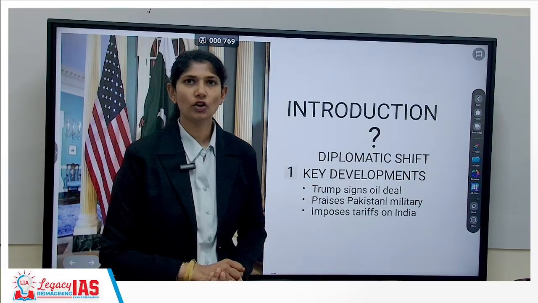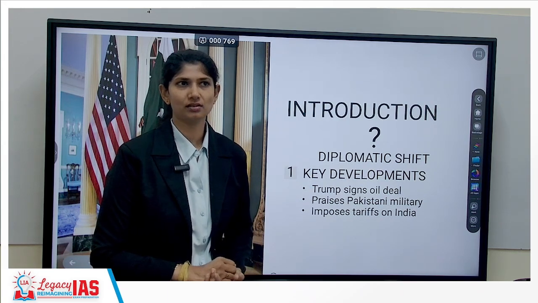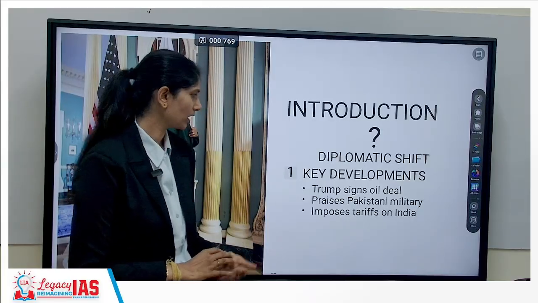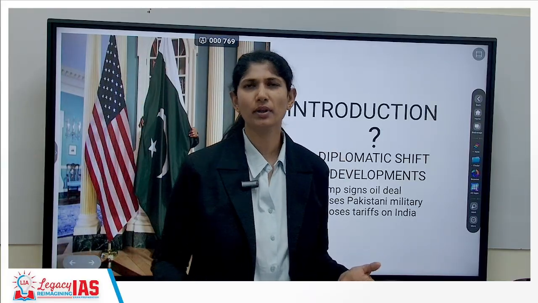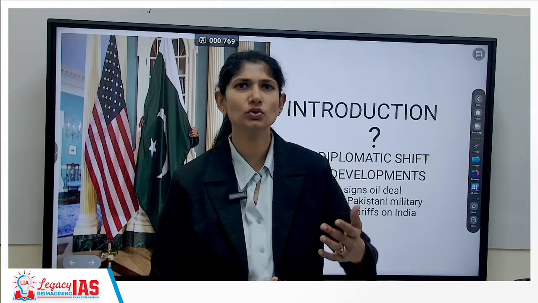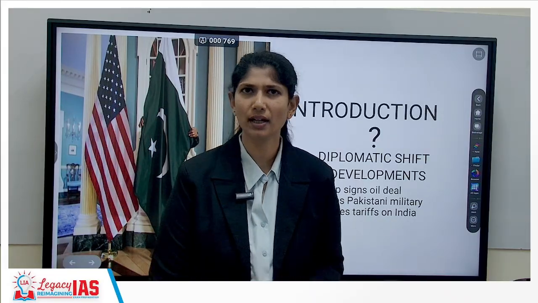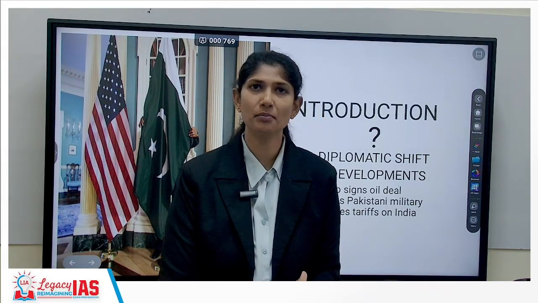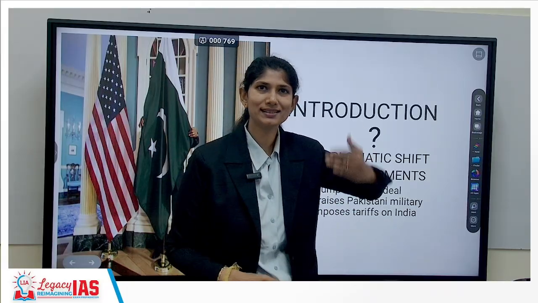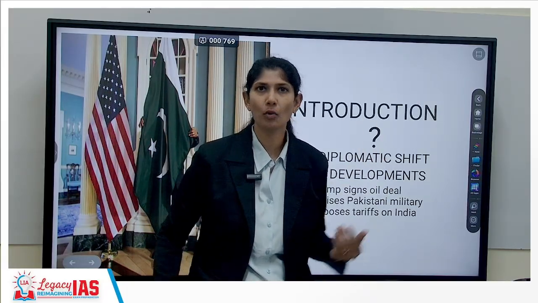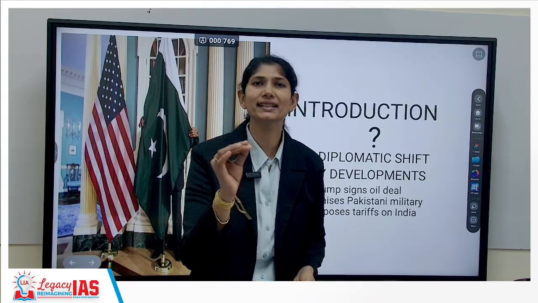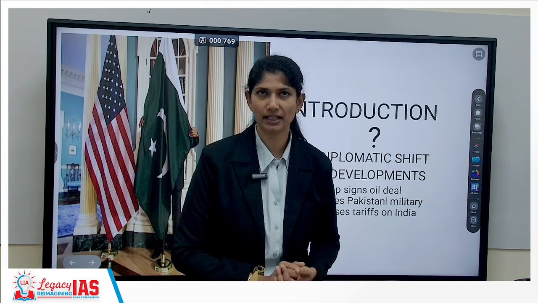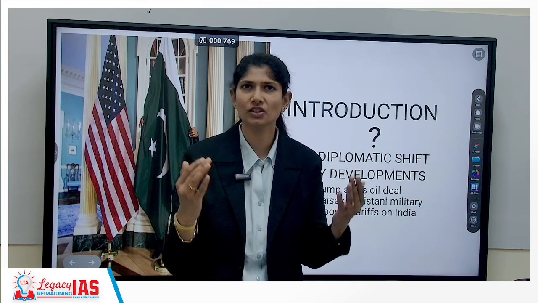Next, the US president praises Pakistan's military and its efforts. At the same point of time, we may consider that yes, now the US is trying to align with Pakistan. But on the very same background, the US is slapping sanctions in the name of tariffs on India, 25% plus an additional Russian penalty. What is this Russian penalty?